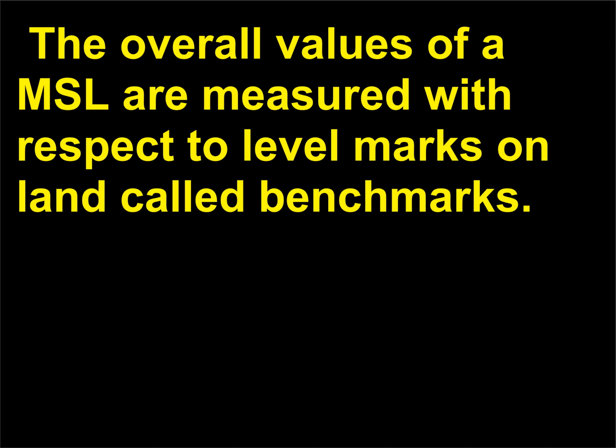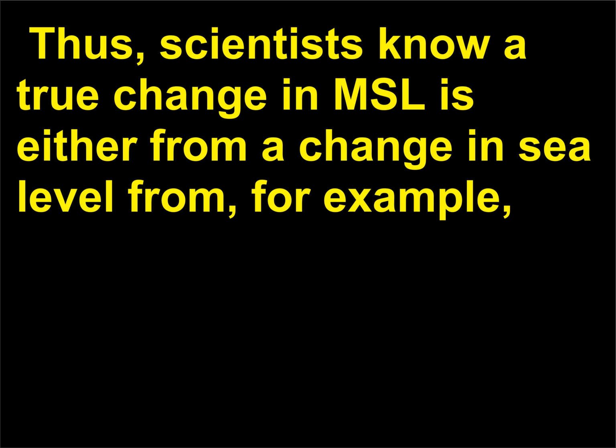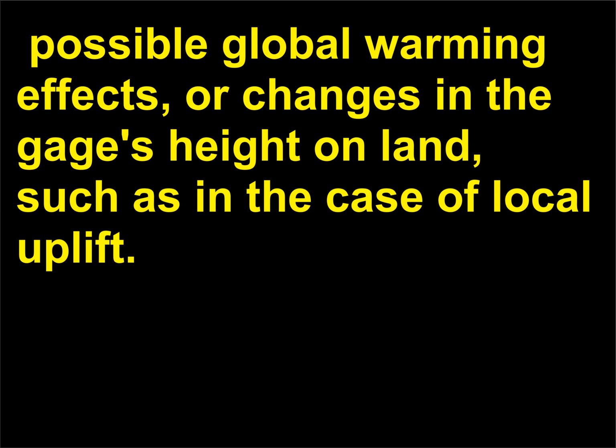The overall values of a MSL are measured with respect to level marks on land called benchmarks. Thus, scientists know a true change in MSL is either from a change in sea level from, for example, possible global warming effects, or changes in the gauge's height on land, such as in the case of local uplift.